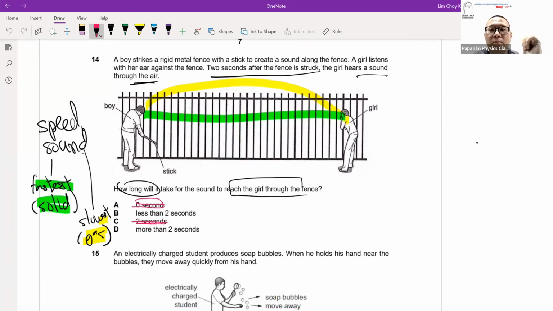So if I hear the sound through the fan, which is the faster path, it must arrive at the girl's ear at an instant less than 2 seconds. Exactly what the number is I will not know, because the question doesn't give us more values to investigate. But I definitely know that the girl will hear the first sound, through the fan, at an instant less than 2 seconds. Then after that, at 2 seconds later, based on the question, the girl will hear the sound through the air. So that's why the answer here is B.